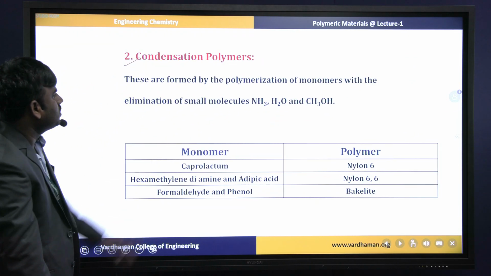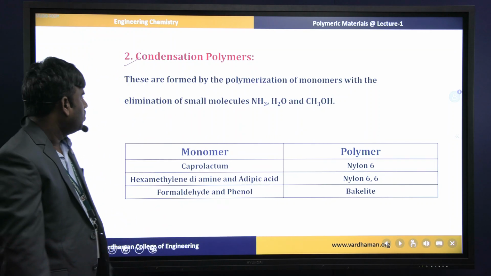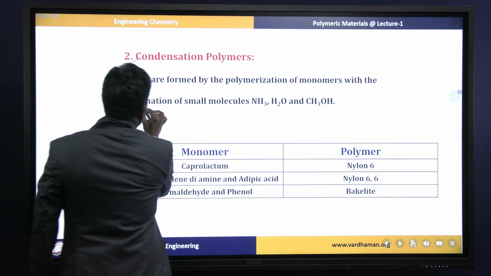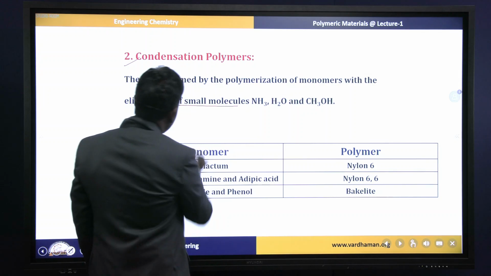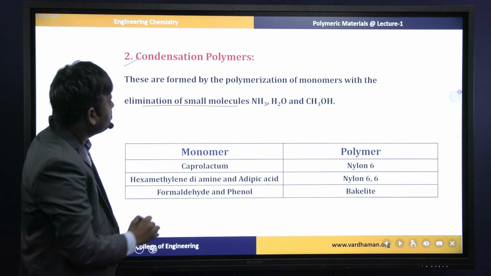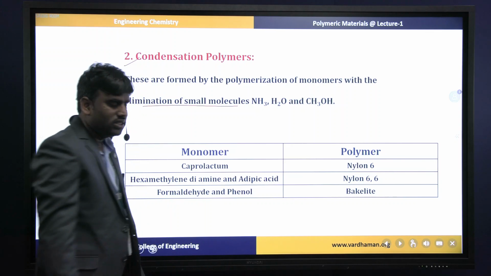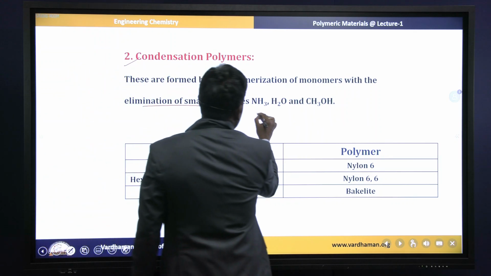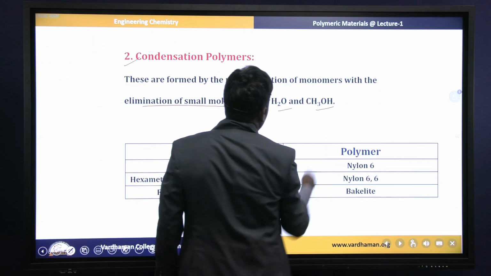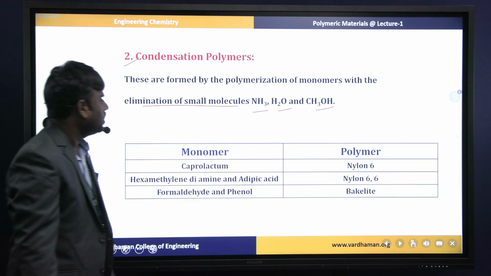Second one, condensation polymers. These polymers are formed by the polymerization of monomers with the elimination of small molecules. During the formation of these polymers, some byproducts are formed in the reaction, like ammonia or water or alcohol.